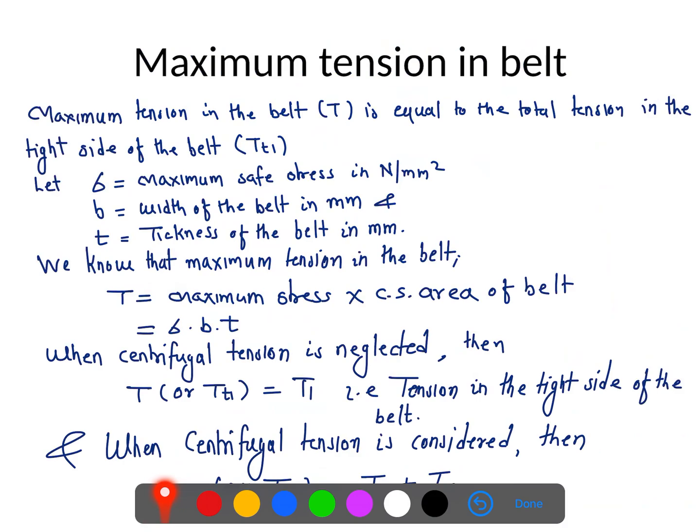Now we will see the expression for the maximum tension in the belt, the maximum tension which the belt can sustain while transmitting the power. So the maximum tension in the belt, which we are considering as T, is equal to the total tension in the tight side of the belt drive, that is Tt1. Whatever maximum tension the belt can sustain, it will always be the total tension in the tight side of the belt. This total tension Tt1 is equal to T1 plus, if we consider the centrifugal tension, Tc.